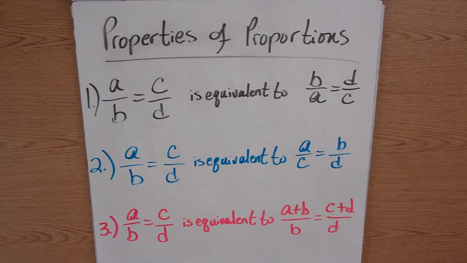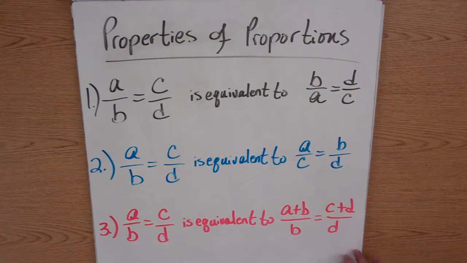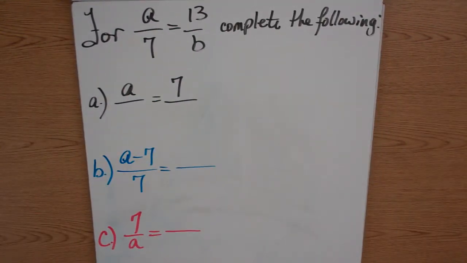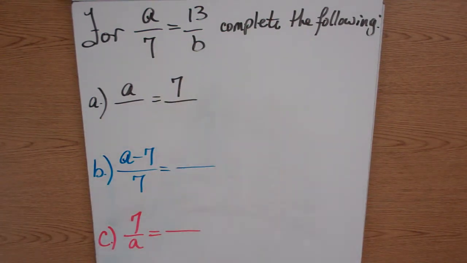Now, I have a couple problems. Actually, I have three problems that I'm going to have you answer. I'm going to make it the ticket in the door, but I'm going to go ahead and give you the answers to it. Okay? So, here is our original proportion: A over 7 equals 13 over B. Complete the following. Refer back to those properties of proportions that I just gave you so that you can solve all three of these. So go ahead and write these down, pause the video, and solve all three of them.